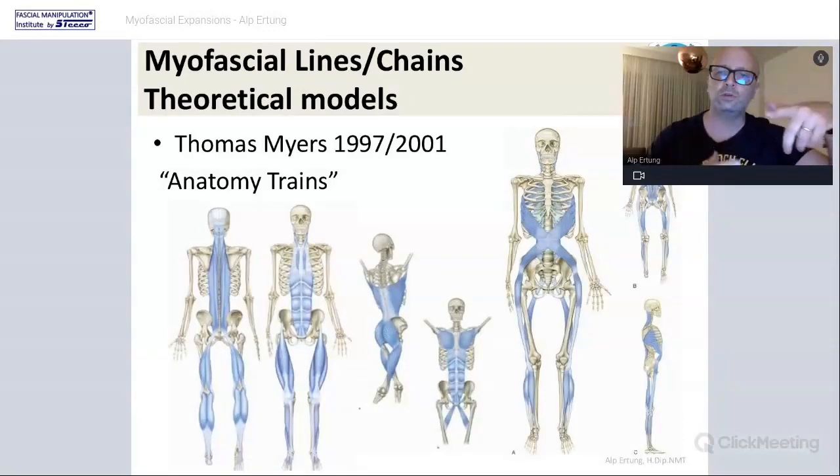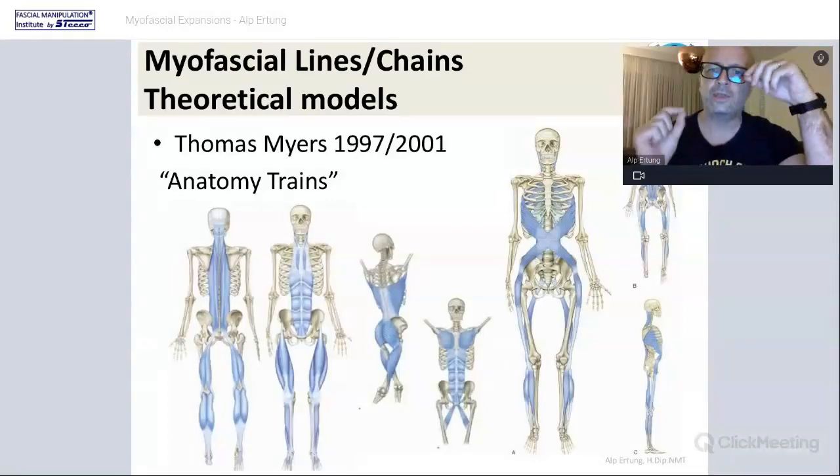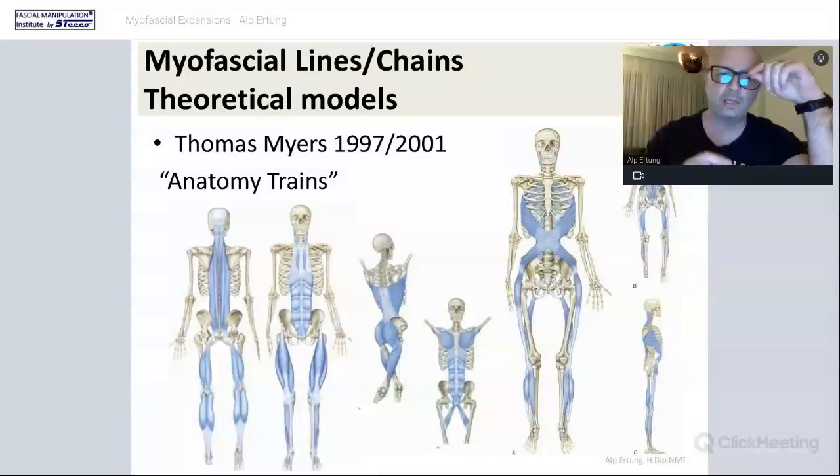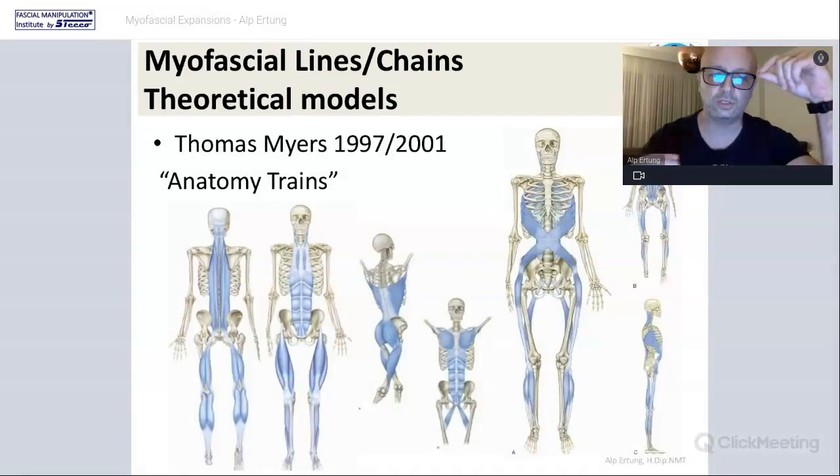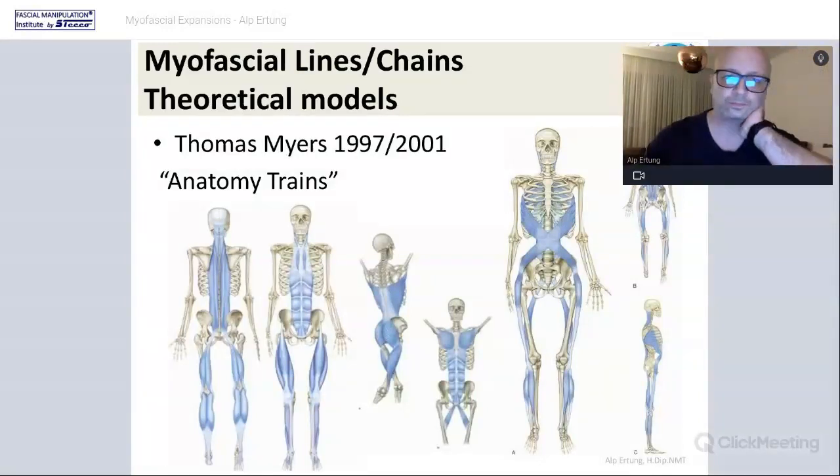But most of these models included mostly muscles, and there were some fascial structures there, but the anatomy studies of the Stecco family helped us to understand these relationships better, like how they are connecting, how these functional connections are happening.